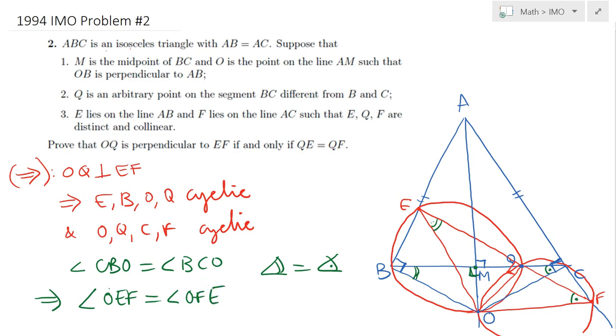But then this implies triangle EOF is an isosceles triangle and OQ is the altitude of that triangle, and in an isosceles triangle, the altitude would immediately imply the desired result that EQ must be equal to QF. So we have just proved one direction. Now let's prove the other direction as well.